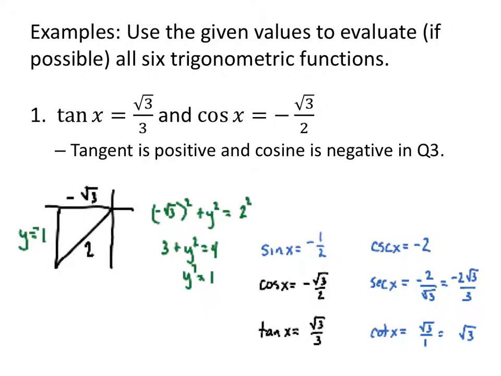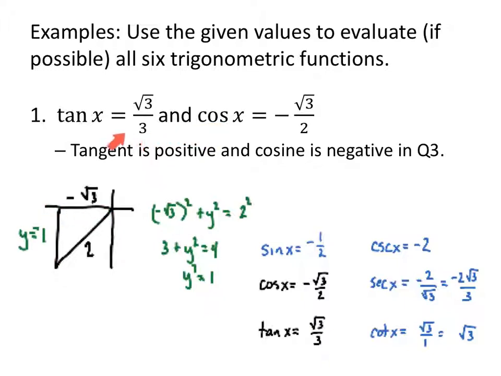Let's use these. We're going to use the given values to evaluate, if possible, all 6 trig functions. I know that the tangent of x is square root of 3 over 3, and the cosine of x is negative square root of 3 over 2. I know that tangent is positive in quadrants 1 and 3. I know that cosine is negative in quadrants 2 and 3, so they overlap in quadrant 3, and I draw an angle in quadrant 3.